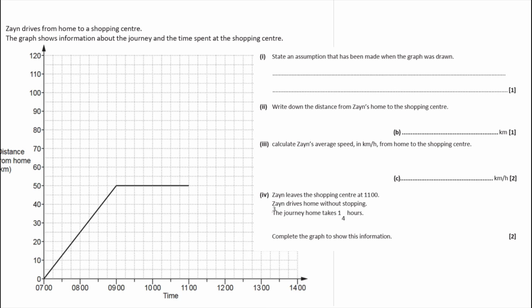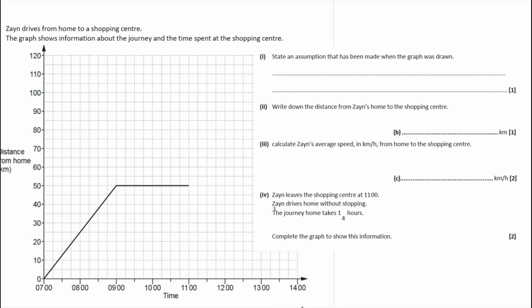Okay, so we've got distance from home and we've got time. So you can see Zane sets off at 7 in the morning. He travels a total distance of 50 kilometres until he gets to the shopping centre, I guess. He spends some time at the shopping centre, so you can see his distance isn't moving. And then I don't know what happens after that because it's not clear from the diagram. But anyway, let's go through the questions.